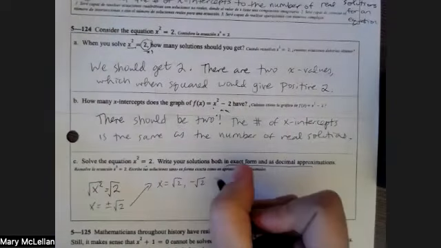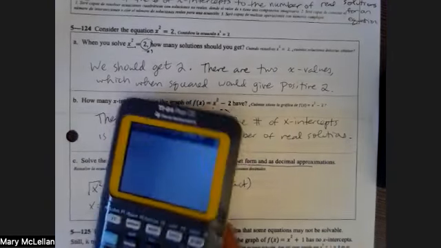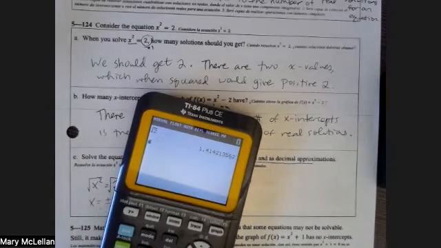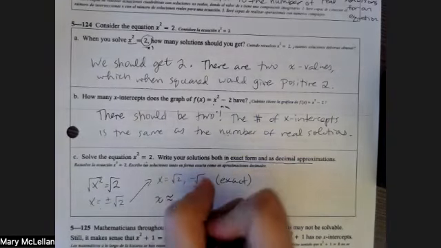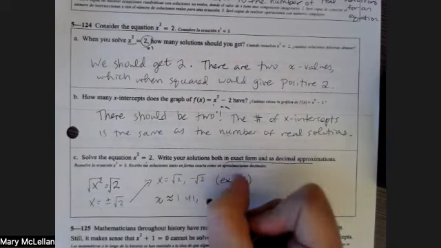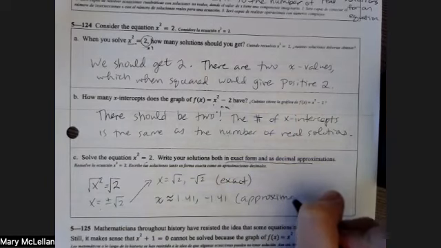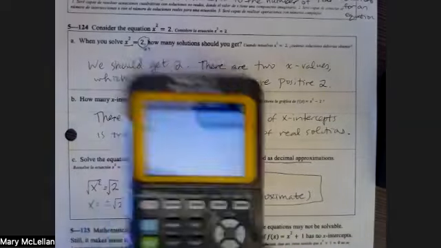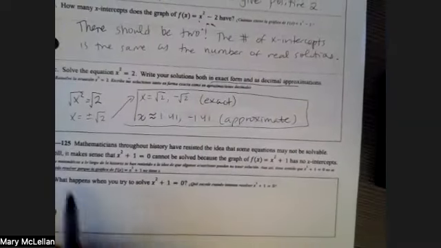Now for the approximate version. This is exact, and now we need to write the approximate answers. So I take 2 and square root it, and I get about 1.41. So x is approximately equal to positive 1.41 and negative 1.41. I call that approximate because I had to round. This is a decimal that does not end. Okay, that's a quick review. Moving on.